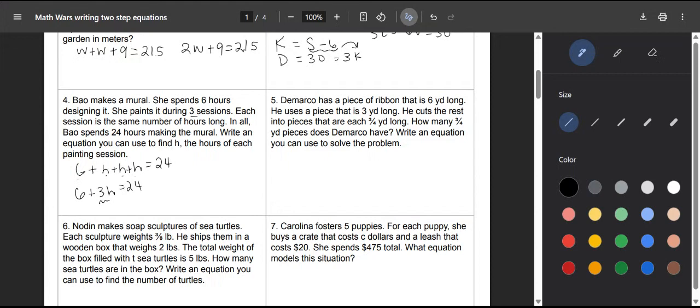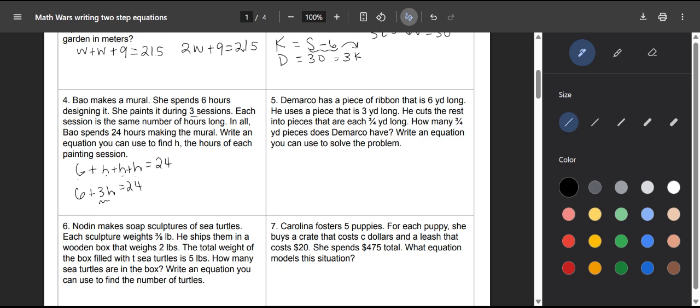Number 5, DeMarco has a piece of ribbon that is 6 yards long. He uses a piece that is 3 yards long. He cuts the rest into pieces that are each 3/4 yard long. How many 3/4 yard pieces does DeMarco have? Write an equation you can use to solve the problem. So this is a new problem type. I'm going to model this one for you.